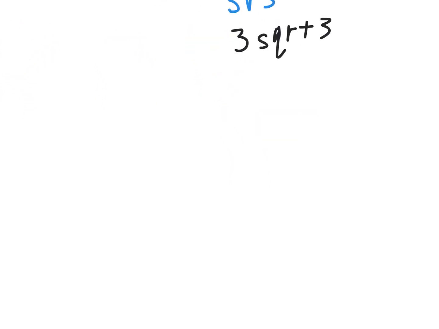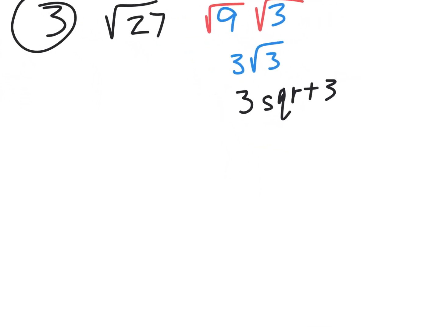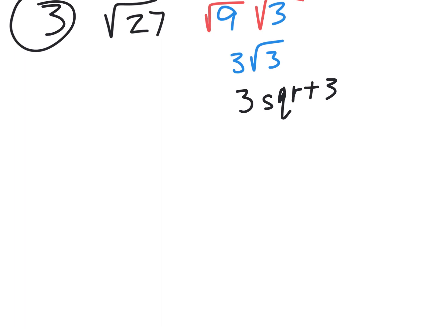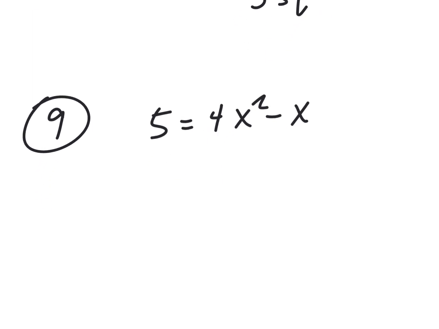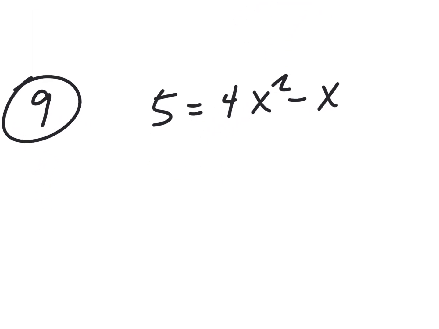Sure. Would you read me one? 5 equals 4x squared minus x. Okay. Which problem is this? Number 9. Okay. And it's totally fine. You're doing 1, 2, skip a few, and we'll go to number 9 because that's where it gets hard. So I'm going to subtract 5 from both sides first.